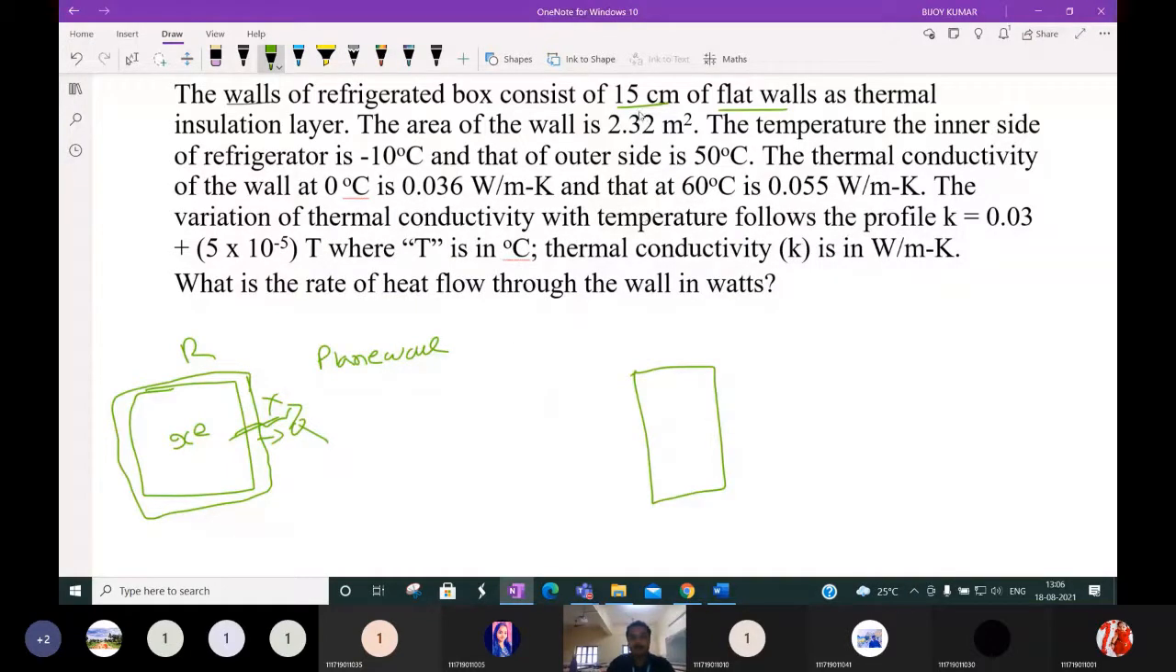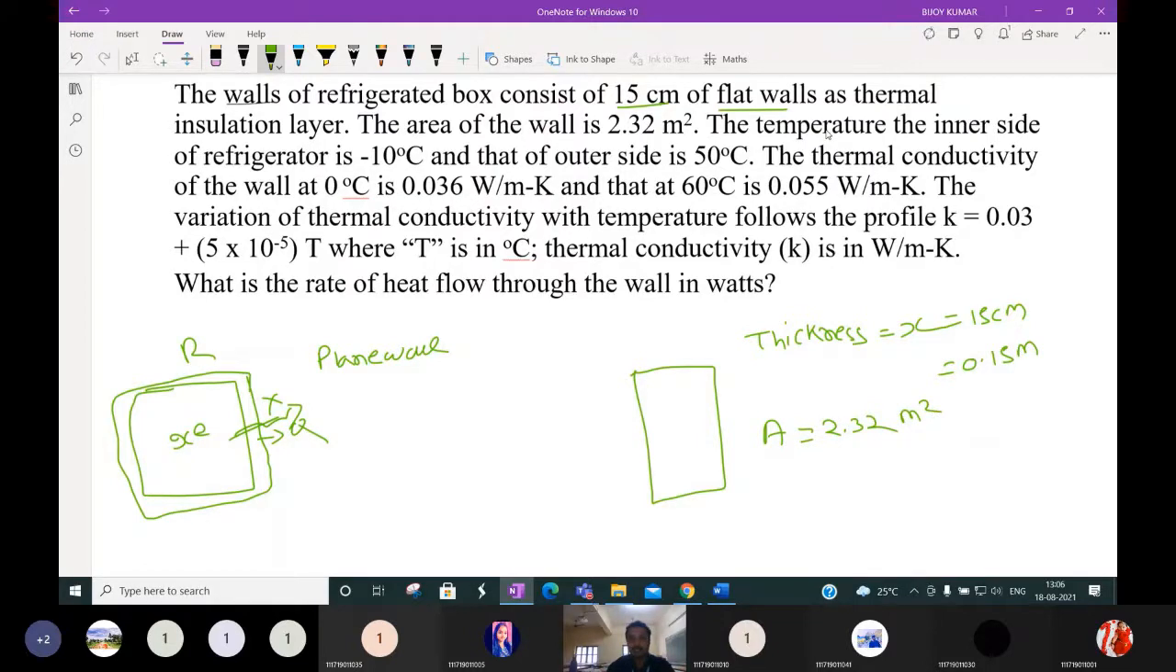Okay. So the wall is given. The wall thickness, or you can say x, is given 15 centimeter, or we can write 0.15 meter. Okay, the area of wall is 2.32 meter square. Area we know is given 2.32 meter square.